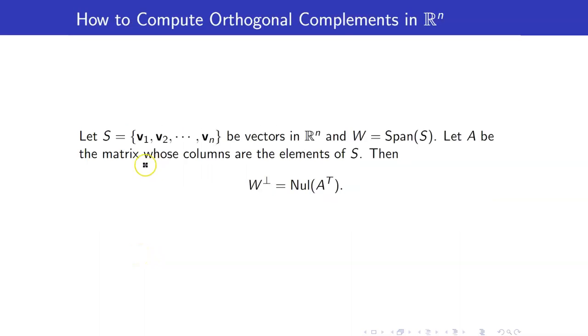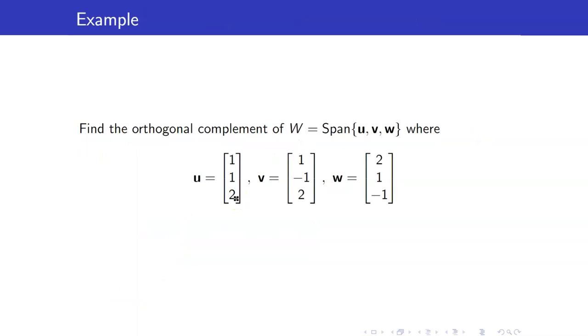Suppose that we have a set of vectors in Rn, and let W be equal to the span of these vectors. Let A be the matrix whose columns are the elements of S. Hence, your A is V1, V2 up to Vn. Remember that V1, V2 up to Vn are column vectors, correct? Because they are vectors in Rn. If we want to get the orthogonal complement of the span of this, it will be equal to the null space of A transpose. Let me illustrate that. Suppose that this will be our U, V, and W, and we want to find W perp, where W is the span of U, V, and W.